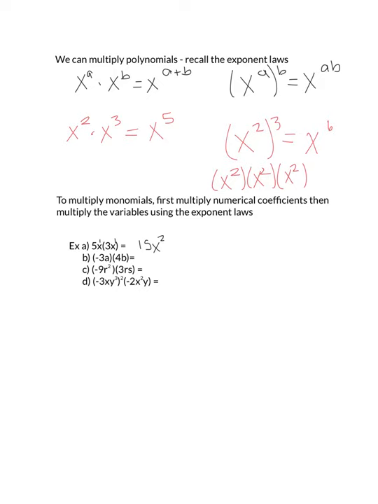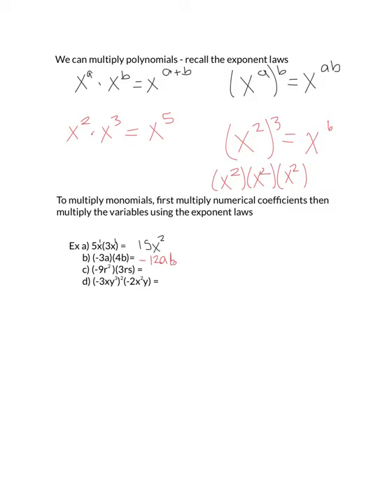I'm going to take a look at this next one. Maybe I'll use a different color because it's too tight. I should have left some more space here. Negative 3a times 4b. Negative 3 times 4 is going to give me negative 12. And then a times b. Those variables are not the same, and so if I multiply a times b, I just get ab.